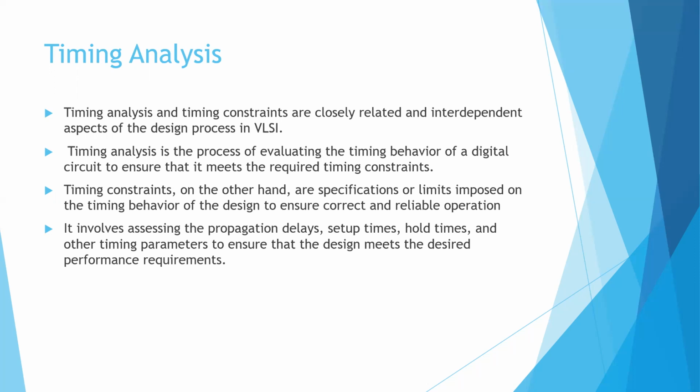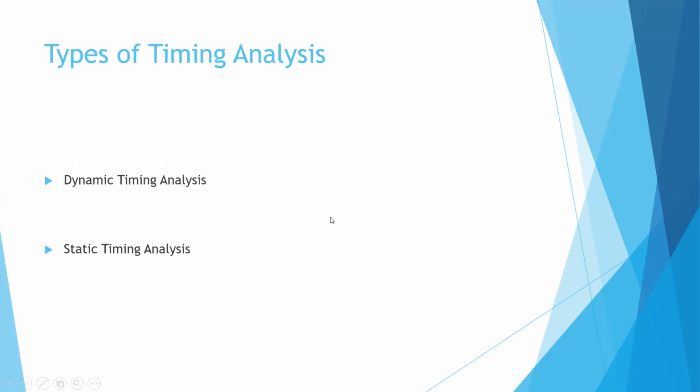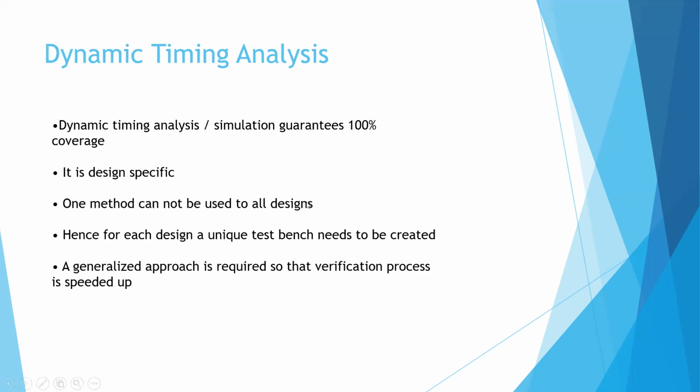Timing analysis is divided into two types. The first one is the dynamic timing analysis, and the second one is the static timing analysis. So what is the difference between these two? Dynamic timing analysis, or simulation, guarantees 100% coverage.